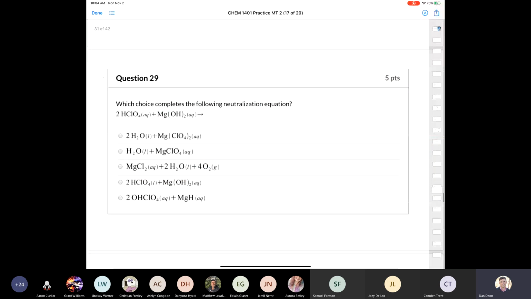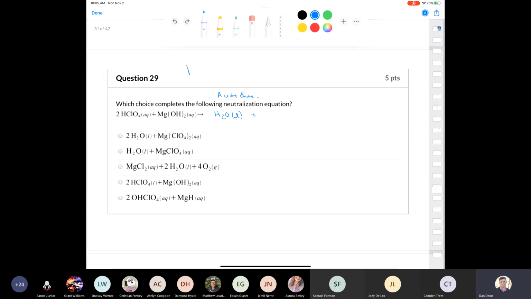Anyhow, question 29. Let's see here. Which choice completes the following neutralization reaction, right? What's a neutralization reaction? That's when you add an acid plus a base, isn't it? Okay. We have perchloric acid. This is our acid. We have magnesium hydroxide. That's our base. What's going to happen when we add a hydroxide base to an acid? We're going to end up with water, aren't we? So one of our products is going to be H2O, and the other product is going to be formed from magnesium and the perchlorate ion.